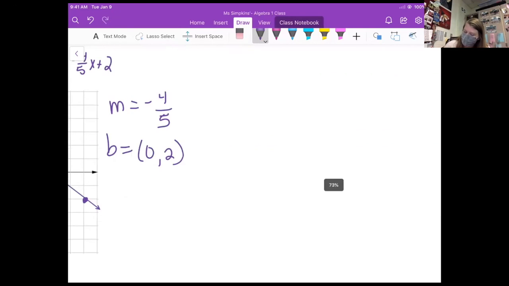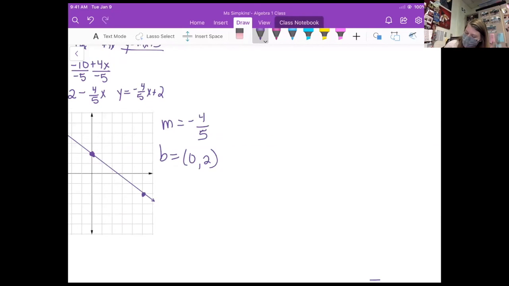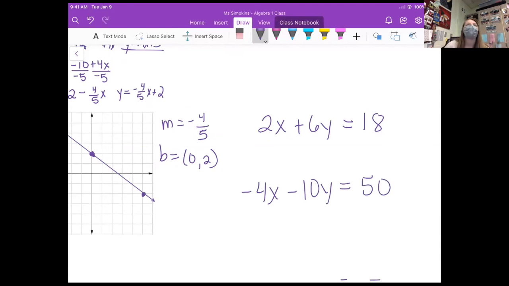So the first one is going to be 2x plus 6y equals 18. And the second one is going to be negative 4x minus 10y equals 50. So you want to put both of these equations in y equals mx plus b form, and let me know when you're done.